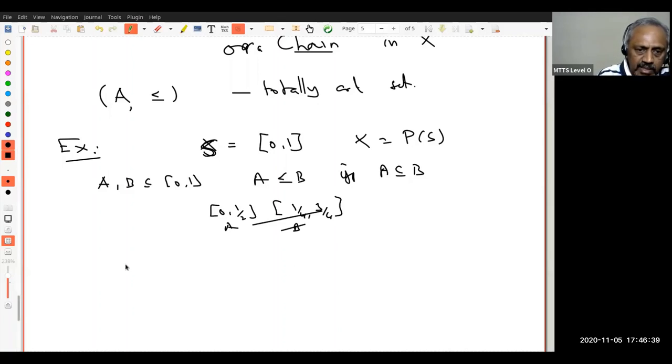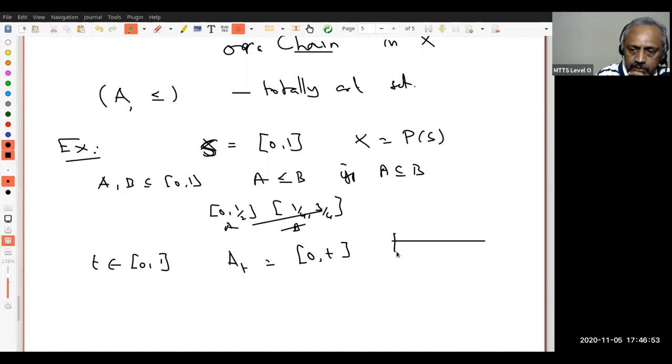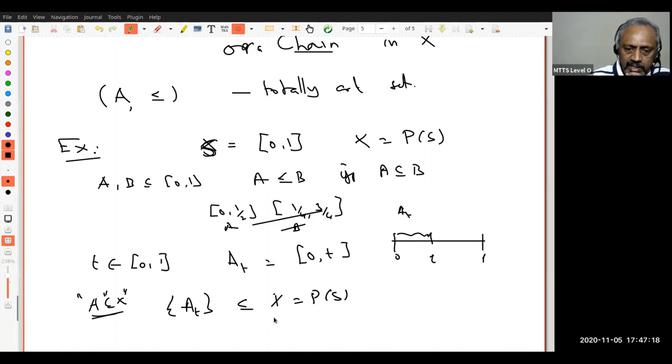Yes. Let us look at, for each real number t in [0, 1], the set A_t equal to [0, t]. You understand the interval 0 to t. So this is my 0, this is my 1, and t. So this is A_t. Now look at the collection. This is my collection of all subsets A_t. This is a subset of X, which is P(S). You understand? Now I claim this is a totally ordered subset.